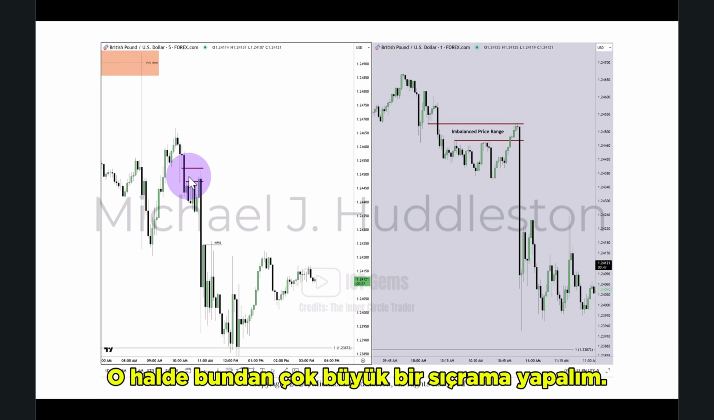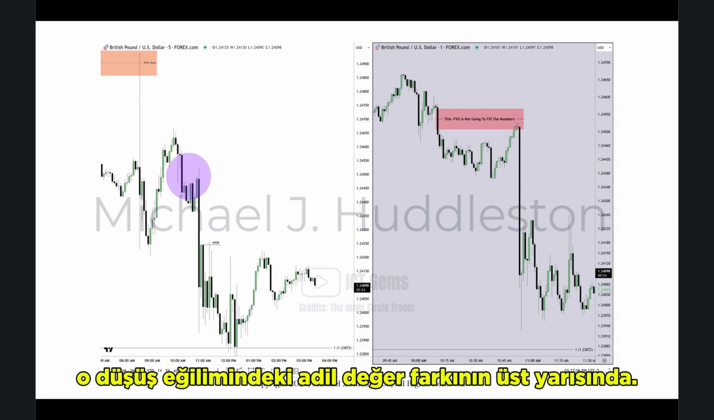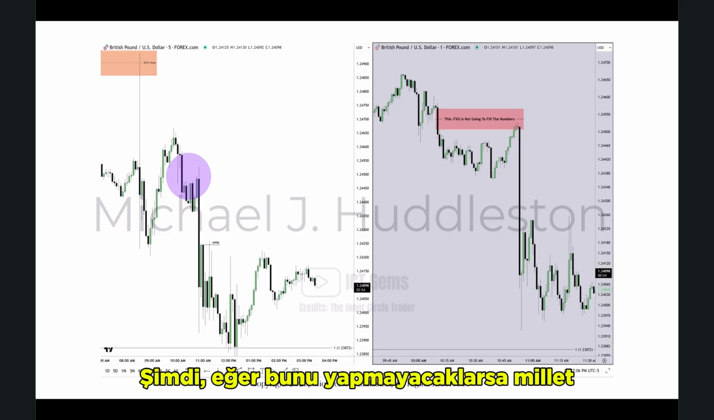Okay. So let's take a huge leap forward from this. This portion, it's not going to close in. It's not going to overlap that portion. It's not going to fill the numbers on the upper half of that bearish fair value gap. Now, if it's not going to do that, folks, on a 15-minute time frame, what does it make it? What can you do with that information?